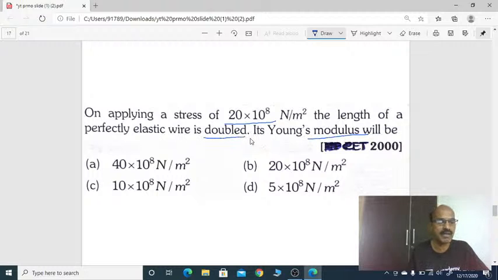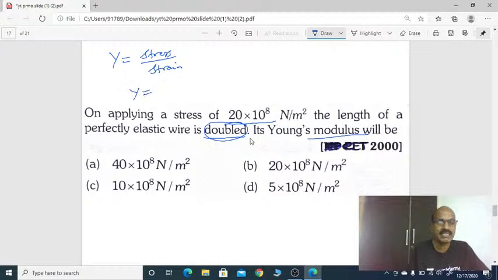The Young modulus is stress by strain, we know. As the length of the wire gets doubled, see that keyword, this is an important keyword you need to analyze. As the length of the wire is doubled, therefore strain will be 1. Strain is change in length by original length. Length of the wire doubled means what happened? Strain becomes 1.